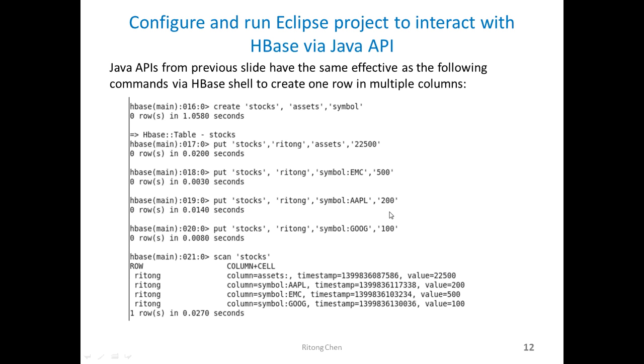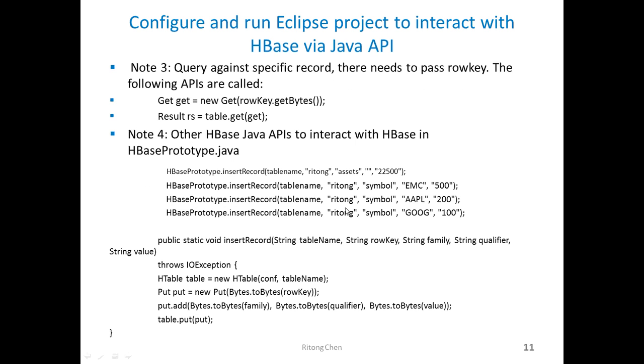Meanwhile, you can also do the same thing from the HBase shell directly. As you can see here, I put each record, and then later I scan through it. You can see that I have only one row. So this HBase shell is exactly the same as the previous Java API.